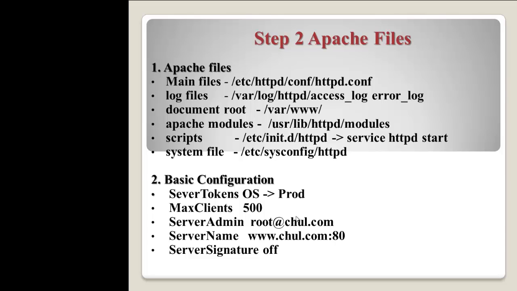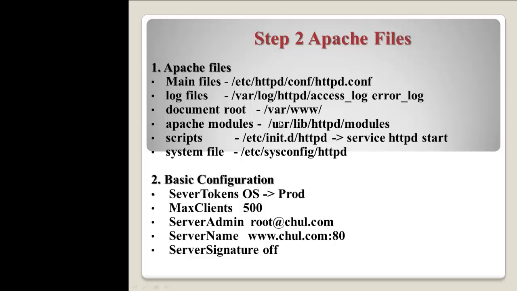Okay, step 2, Apache files. Apache web server has many files, but at least you need to remember these files. First one, main file: /etc/httpd. There are many files related to Apache, especially the main configuration file, httpd.conf. And Apache also keeps all the log messages here: /var/log/httpd/access_log. Or if an error happens related to Apache, normally Apache records it in this file, error_log.